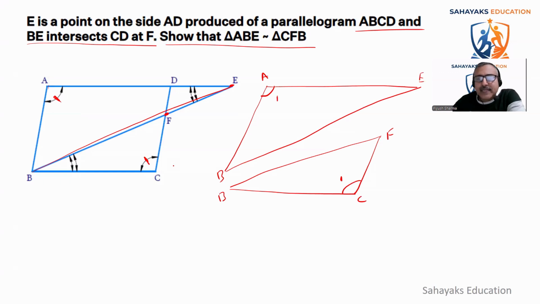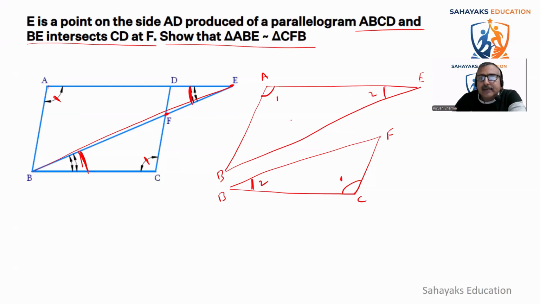Now we have to find out some other angles which are equal. Okay, we know that this angle is equal to this angle. Yes or no? They are alternate interior angles. See, this is a parallelogram, the opposite sides are parallel. So this angle is equal to this angle, mark it as 2. This is 2. This is 2.